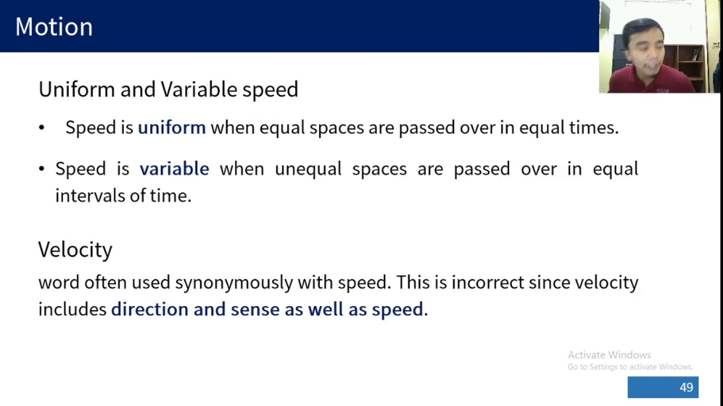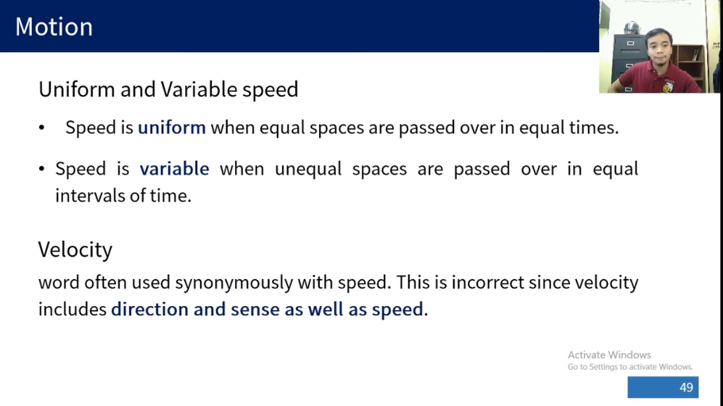Okay. So let us understand uniform and variable speed. Speed is said to be uniform if the point traverses equal spaces in equal times. Whereas speed is said to be variable if the point traverses unequal spaces in equal intervals of time. We will discuss this in the succeeding lessons, along with the computations for uniform and variable speed.